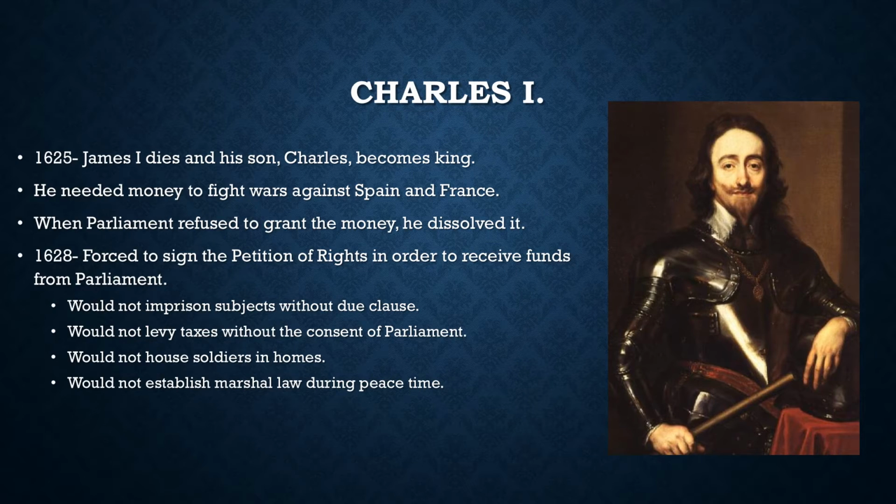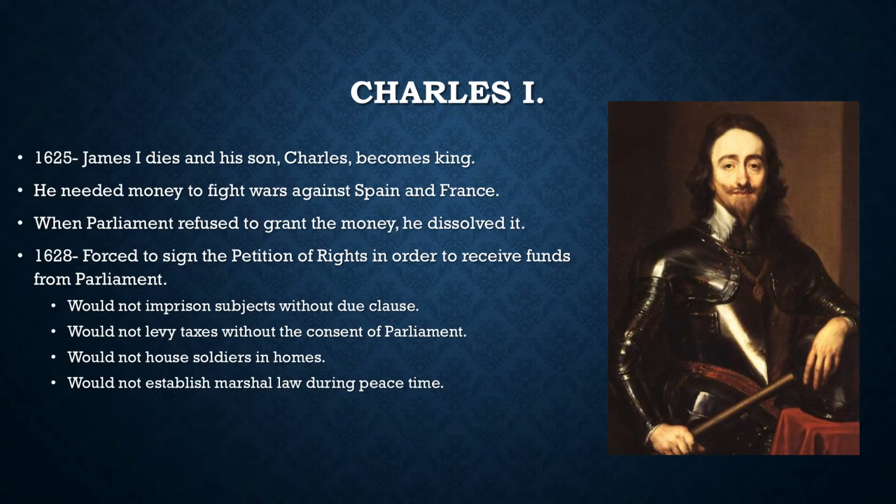In 1625, James I is going to die, and his son Charles becomes king. Now Charles needs some money to fight wars against Spain and France. But when Parliament refused to grant the money to him, he dissolves it. So he basically closes Parliament and won't let them work or discuss anything. Okay. In 1628, in order to receive money from Parliament, he's going to be forced to sign the Petition of Rights.